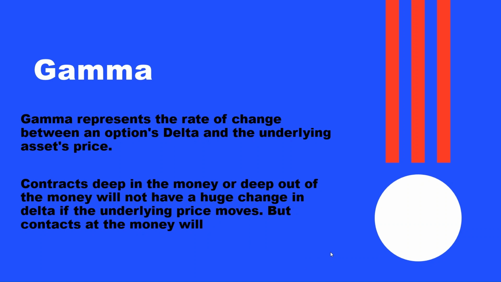$1.70, right? $170. Or if it moves up a dollar from the 502, same thing. Might be $140, $130, right? Delta is not changing that much because you're deep in the money. Same with deep out of the money.